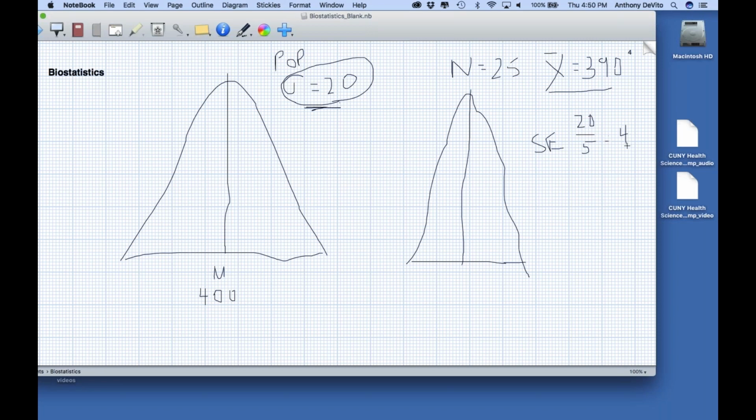Well, how does that help me? Yeah, square root of 25. It's sigma over the square root of the sample size. Sigma over the square root of n, right? In other words, 20 over the square root of 25.